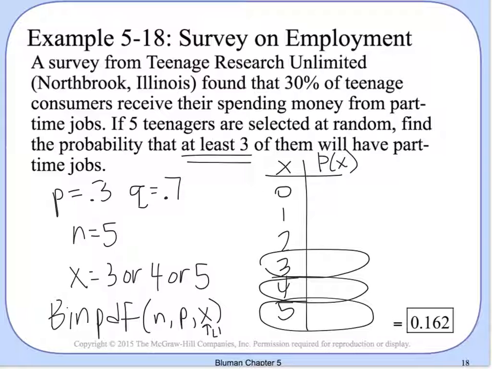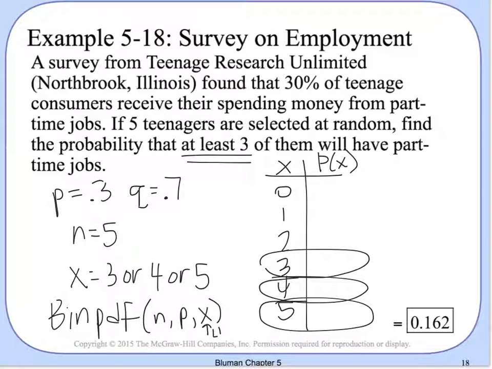So remember how I was talking about how I would think one or two people would say yes? Look which ones have the highest probability. One and two, don't they? So if I ask 5 people, most likely I'm going to get one or two people that are going to say yes, I have a part-time job. Those have the highest probability. And then it kind of goes down from there.